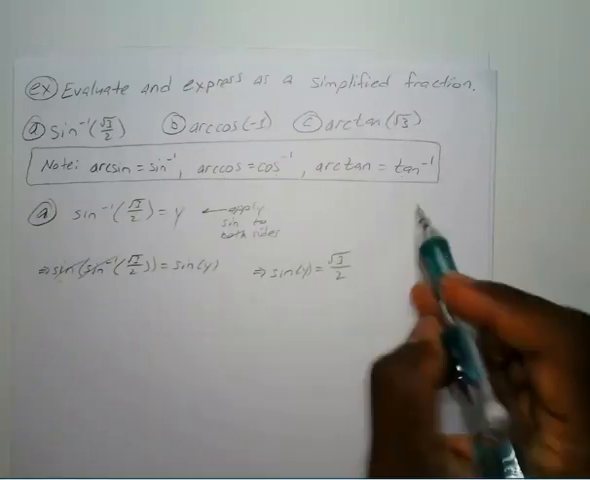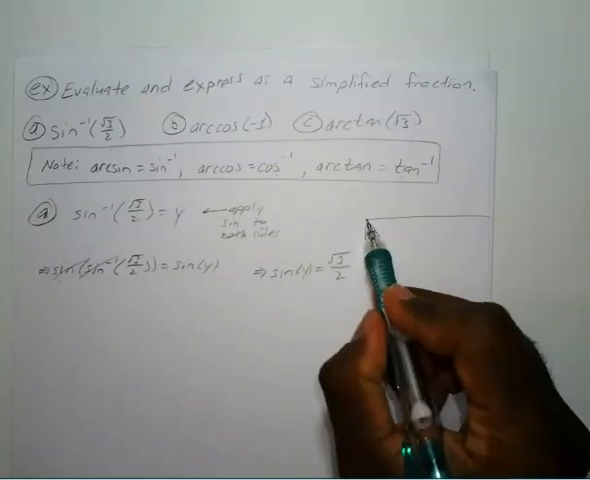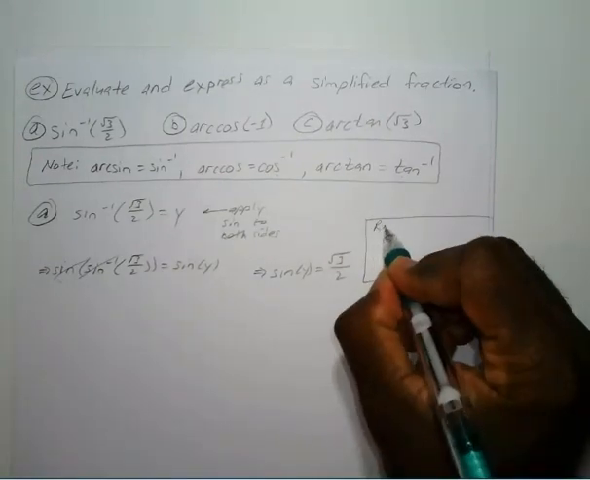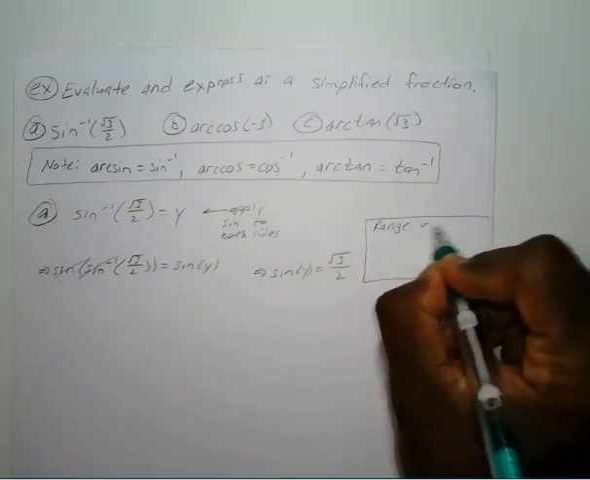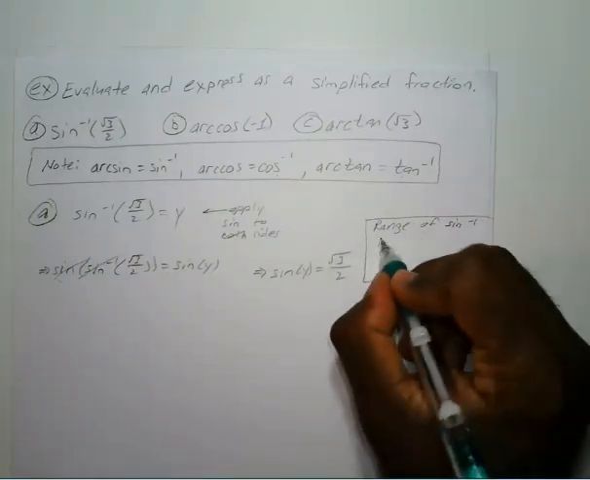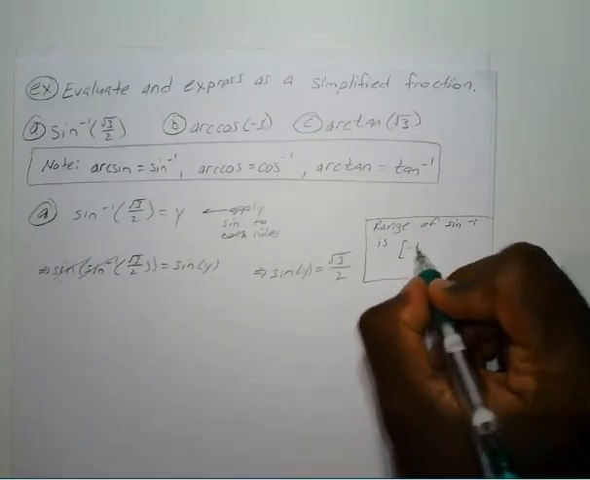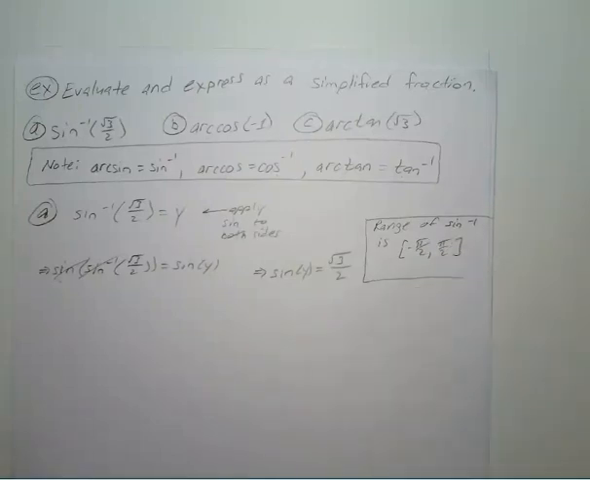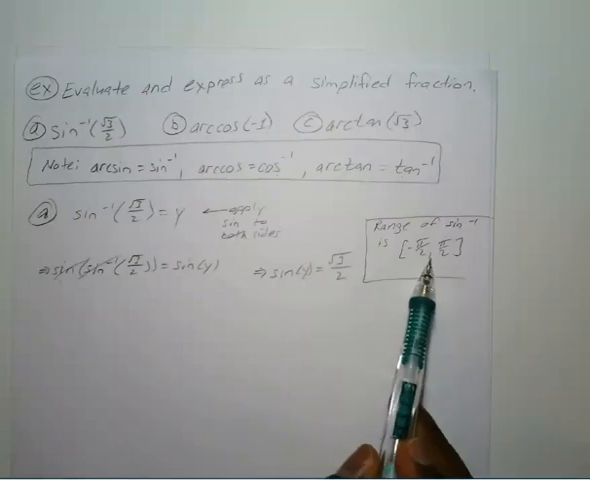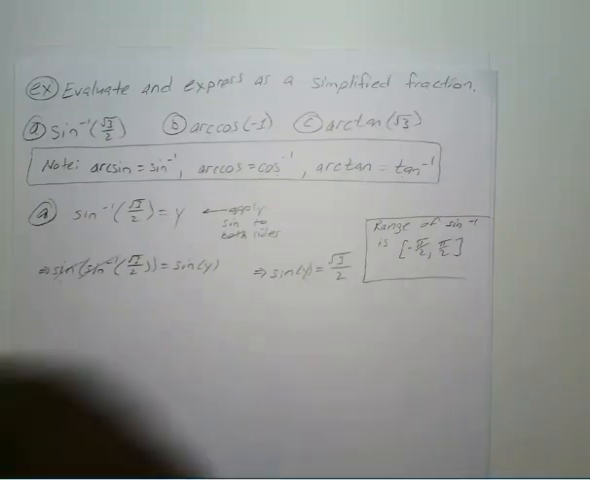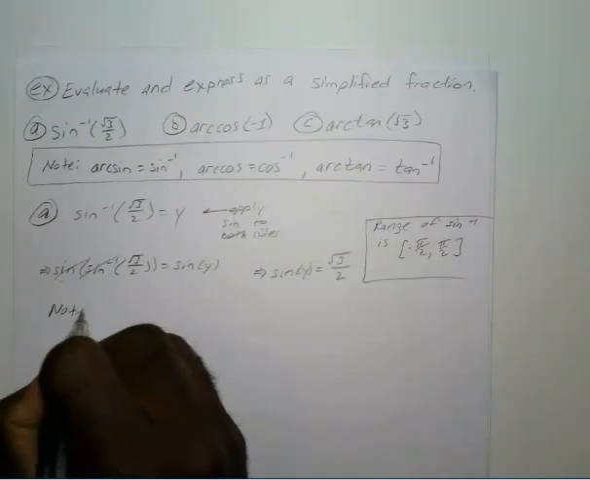Now, one thing we have to remember is that for sine inverse, the range of sine inverse is negative pi over 2 to pi over 2. That means our angle has to fall in that interval. So, quick note.